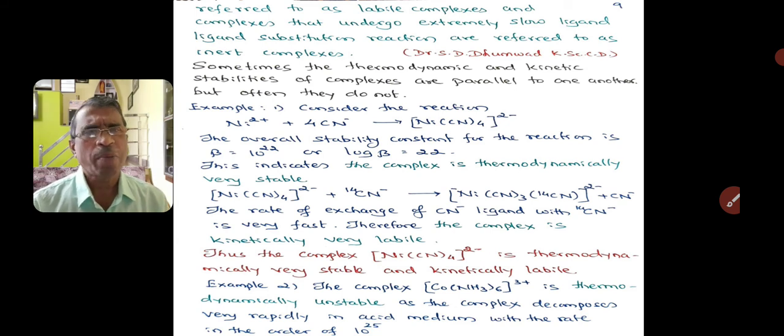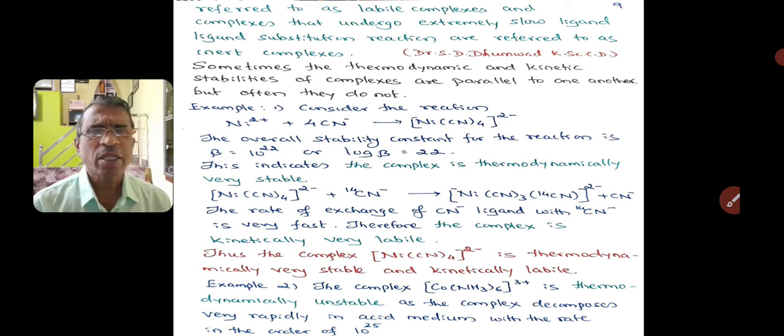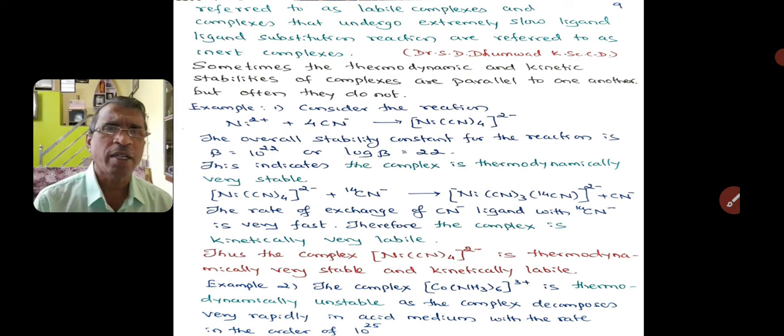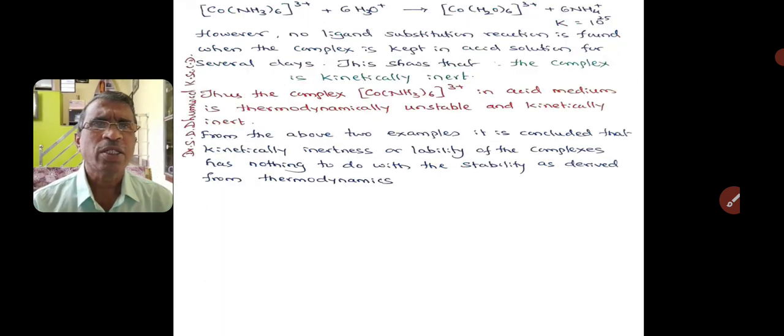Consider another example, that is hexamine cobalt 3 complex. This complex is thermodynamically unstable as the complex decomposes very rapidly in acid medium with the rate in the order of 10 raised to 25. So its decomposition rate is very fast, that is 10 raised to 25. It's given here. So the K value.